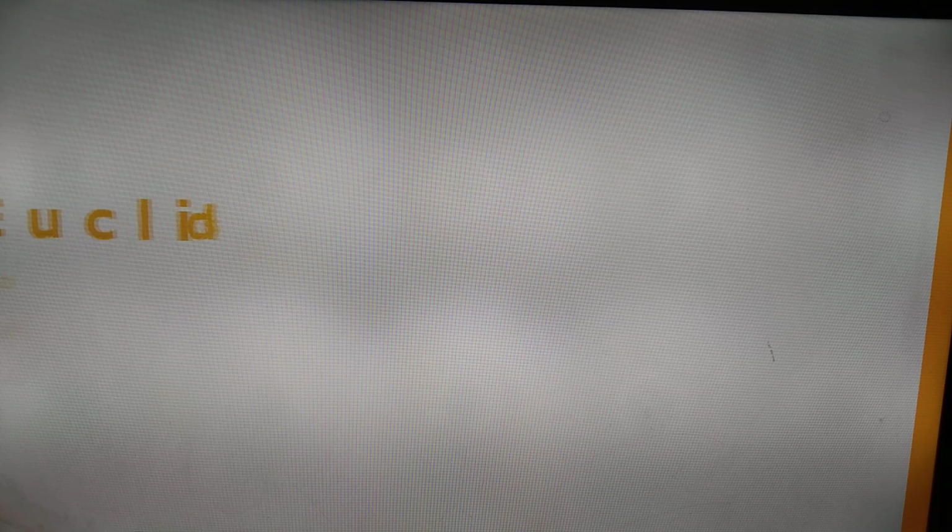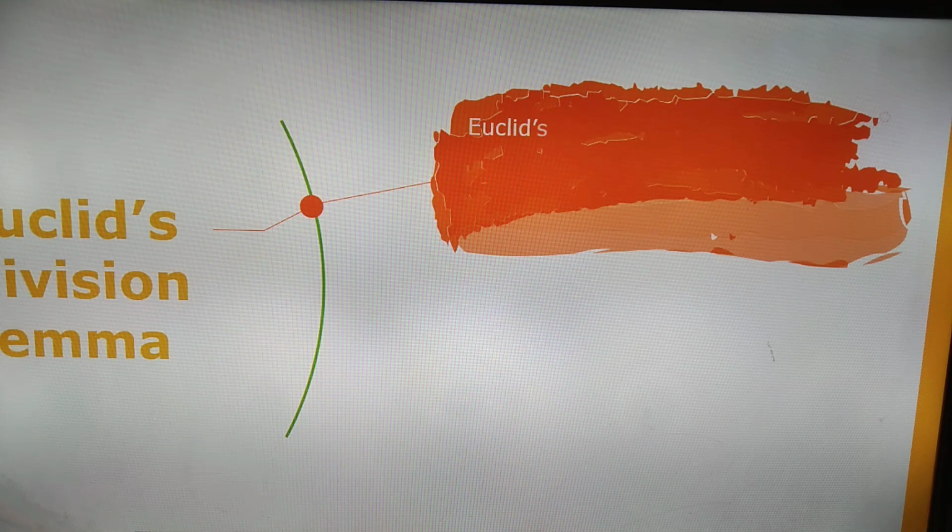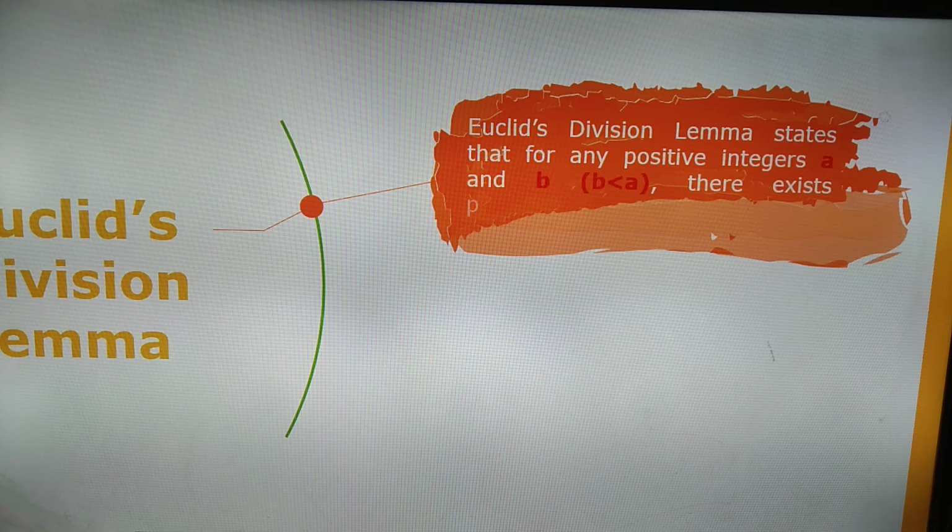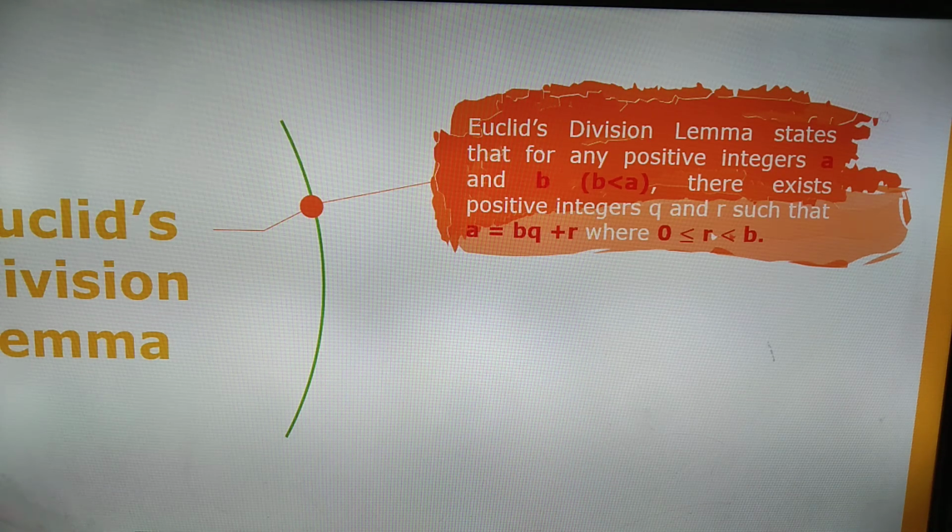Now coming to Euclid's division lemma, EDL. So what is EDL? It states that for any two positive integers a and b, there exist unique integers q and r such that a equal to bq plus r, where r lies between 0 and b.